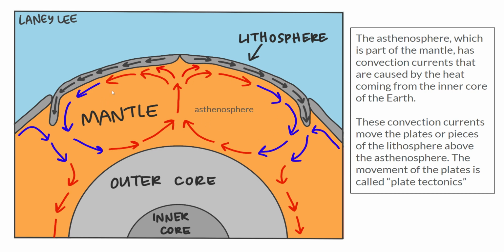So, since we have convection currents in the asthenosphere, which is part of the mantle, the lithosphere on top, that's the crust and the top part of the mantle, it starts to move with these convection currents. And that is what we call plate tectonics, the movement of the plates. Plates are just pieces of the lithosphere.